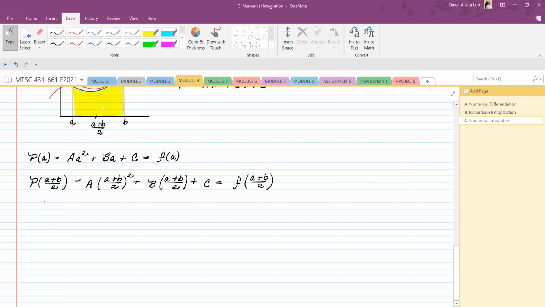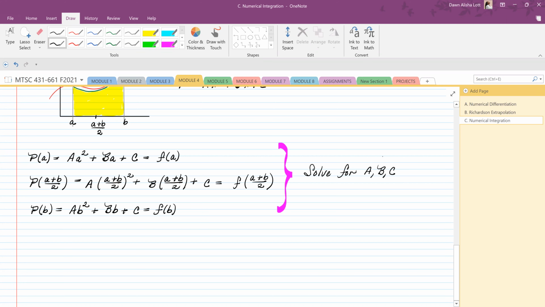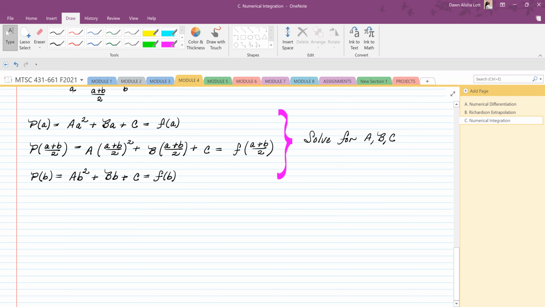And then the last one is p of b, which is capital A times little b squared plus capital B times little b plus capital C, and that has to equal f of b. My goal is to take all of this and solve for A, B, and C. Then integrate this thing.